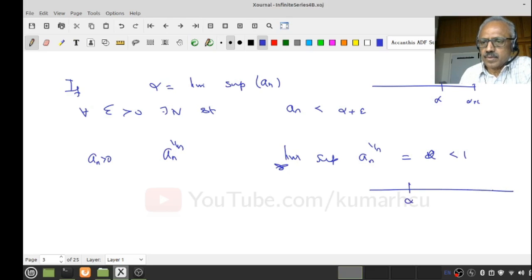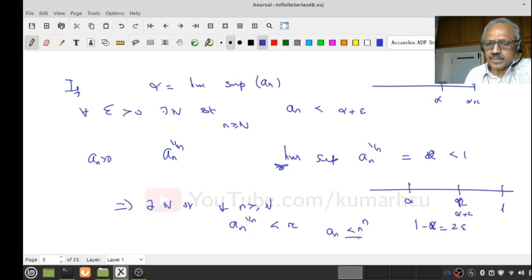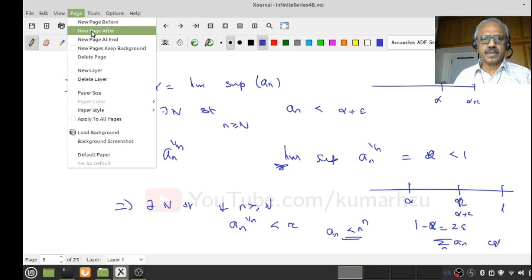So I have alpha, I have 1. Therefore I can find an r, where if you put 1 minus alpha equal to 2 epsilon, this will be alpha plus epsilon. Therefore from this it follows that there exists N so that for all n greater than or equal to N, a_n^(1/n) is less than r, that is a_n is less than r to the power n. Therefore the series summation a_n is convergent. So the limsup version follows. Okay, next one.